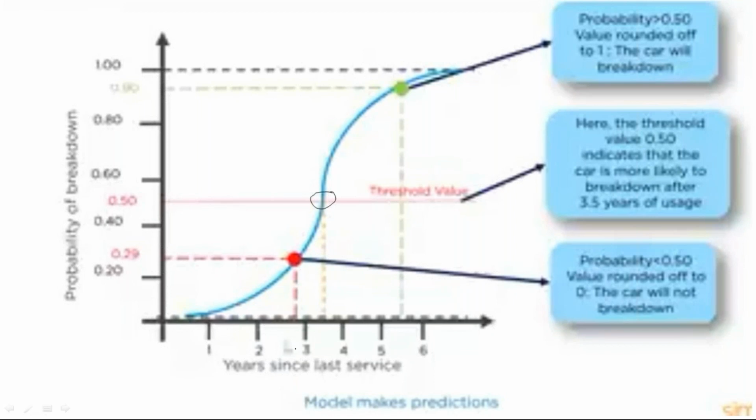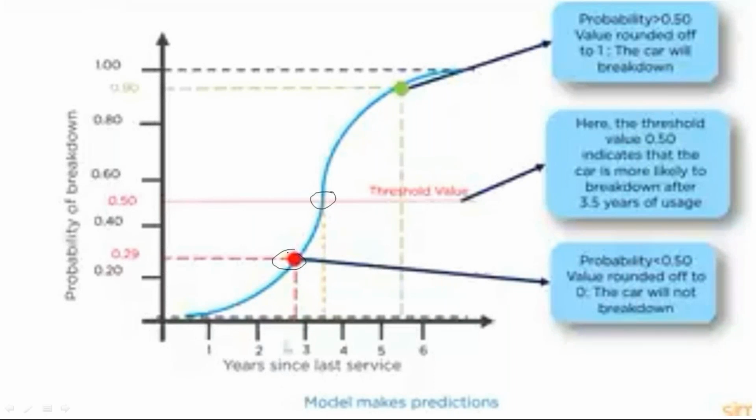In other words, for example, after buying my car 3.5 years back, definitely I need to go for a due service here. So taking this threshold value into consideration, I can determine whether I can go for a service or not. For example, if my predicted value is a probability like 0.29, then anyhow it is less than 0.5. That means, in other words, I didn't buy it 3 more years back. So now it is in the second year.